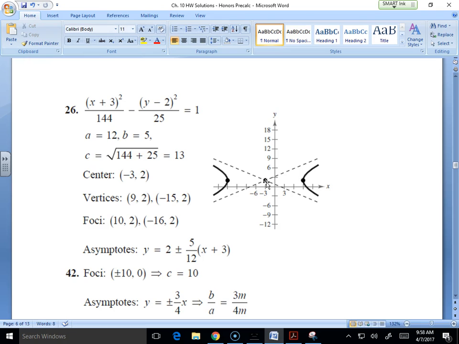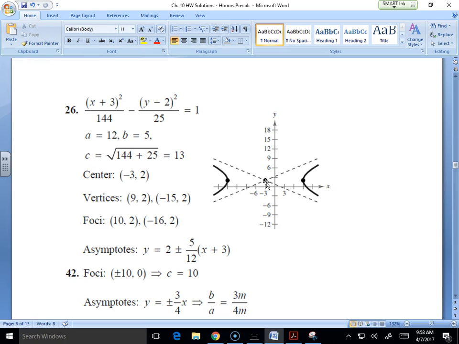Because the horizontal axis, he came first. If the x term is positive, then it's going to be horizontally oriented with a horizontal transverse axis. So we go horizontally, whatever coefficient goes with the x term. Since the x term came first, we stole his square root of the denominator, or 12, and we went 12 to the right and 12 to the left. Vertices, check. 9, 2, and -15, 2. Add 12, subtract 12.